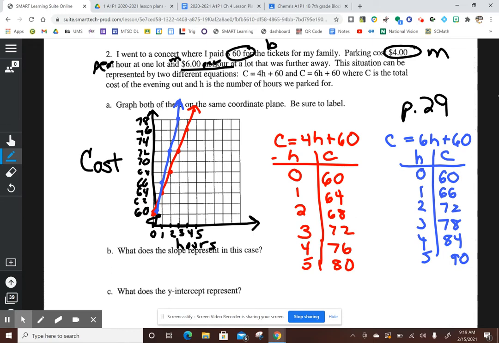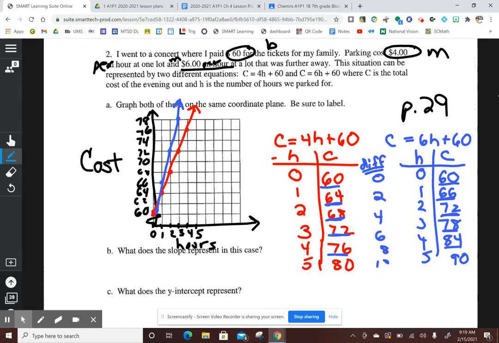Here, the difference between the cost 60 and 60 is 0. Here, the difference in the cost is 2. Here, between 68 and 72 is 4. Between 72 and 78 is 6. This is 8, and this is 10. This is the difference in cost. So you notice over time, the difference gets greater.